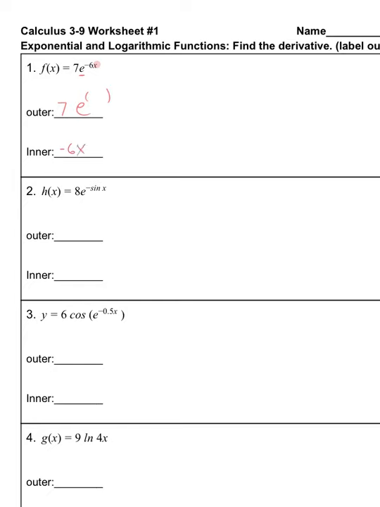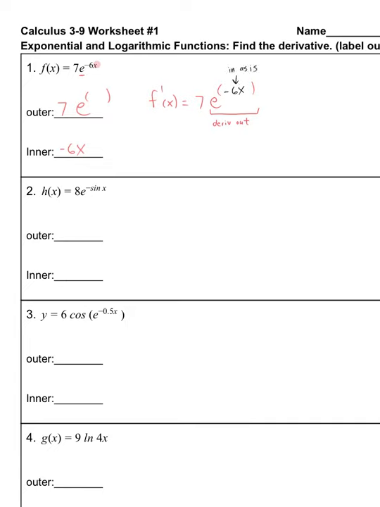negative 6x. All right, so the f prime of x, our derivative, the 7 comes along for the ride. The derivative of e to something is itself, e to something. So that right there is the derivative of the outer. The second step of the chain rule, we plug our inside function in as is, right there. So negative 6x goes right up there. That is the inner as is.